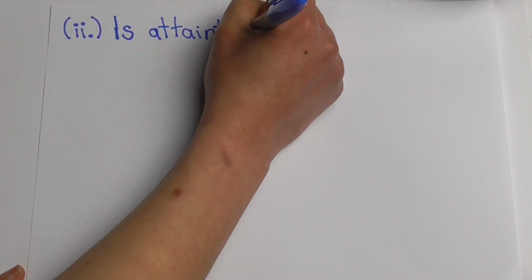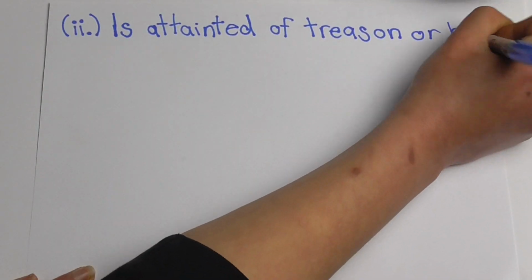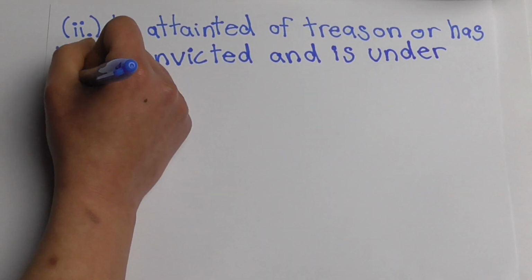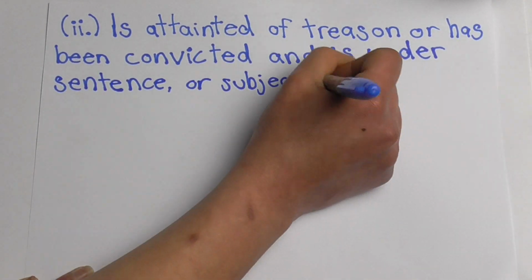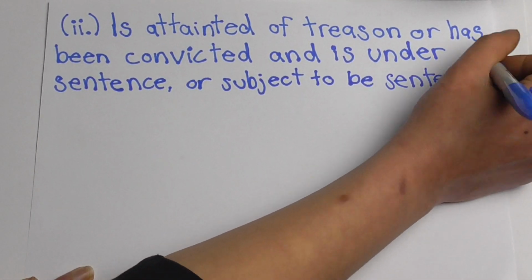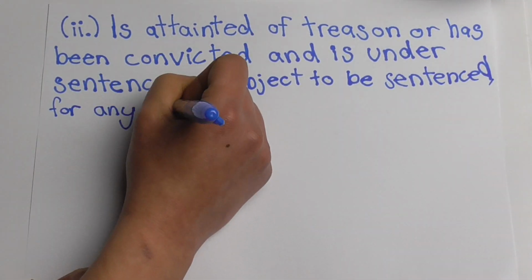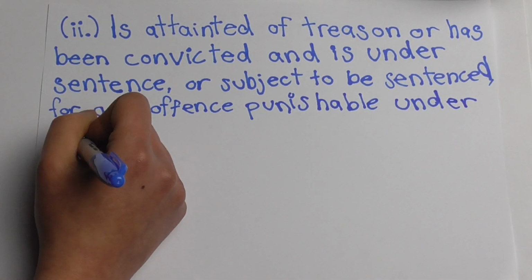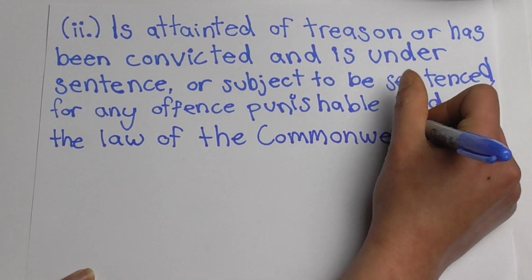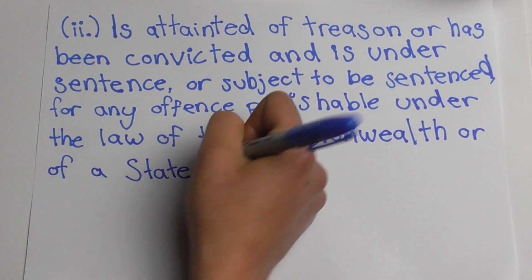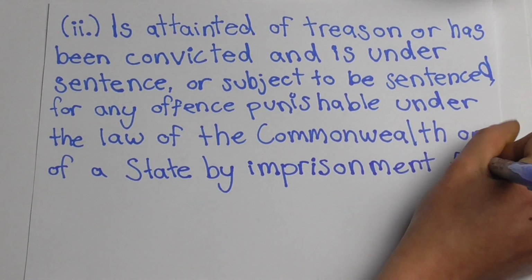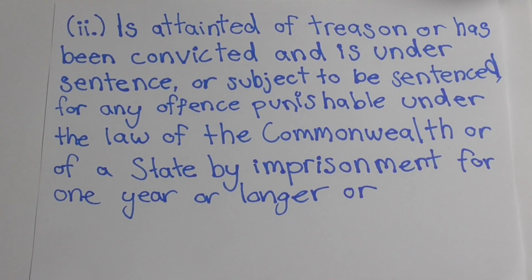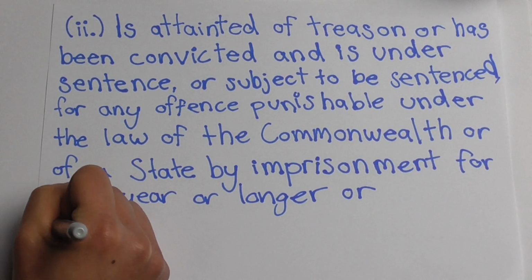2. Is attainted of treason or has been convicted and is under sentence or subject to be sentenced for any offence punishable under the law of the Commonwealth or by a state by imprisonment for 1 year or longer. Another one that seems pretty straightforward on the face of it, and in the basic raw idea of it makes total sense, but the issue I have with this one is that it's not an even playing field, because different states have different laws and you could get convicted for something somewhere, and if the same thing happened somewhere else, you may not be. Let's move on to number 3, the short one.